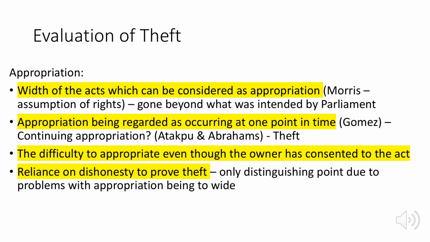So, starting with theft, for appropriation, the width of the acts which can be considered as appropriation, Morris' assumption of rights, gone beyond what is intended by Parliament, appropriation being regarded as occurring at one point in time, like in Gomez, the difficulty to appropriate even though the owner has consented to the act, reliance on dishonesty to prove theft, as its only distinguishing point due to problems with appropriation being too wide.